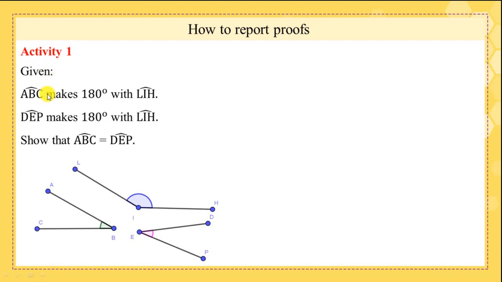What do you mean by it makes 180 degrees with LIH? It means that the sum of these two angles is equal to 180 degrees. Also, the sum of DEP and LIH is equal to 180 degrees.